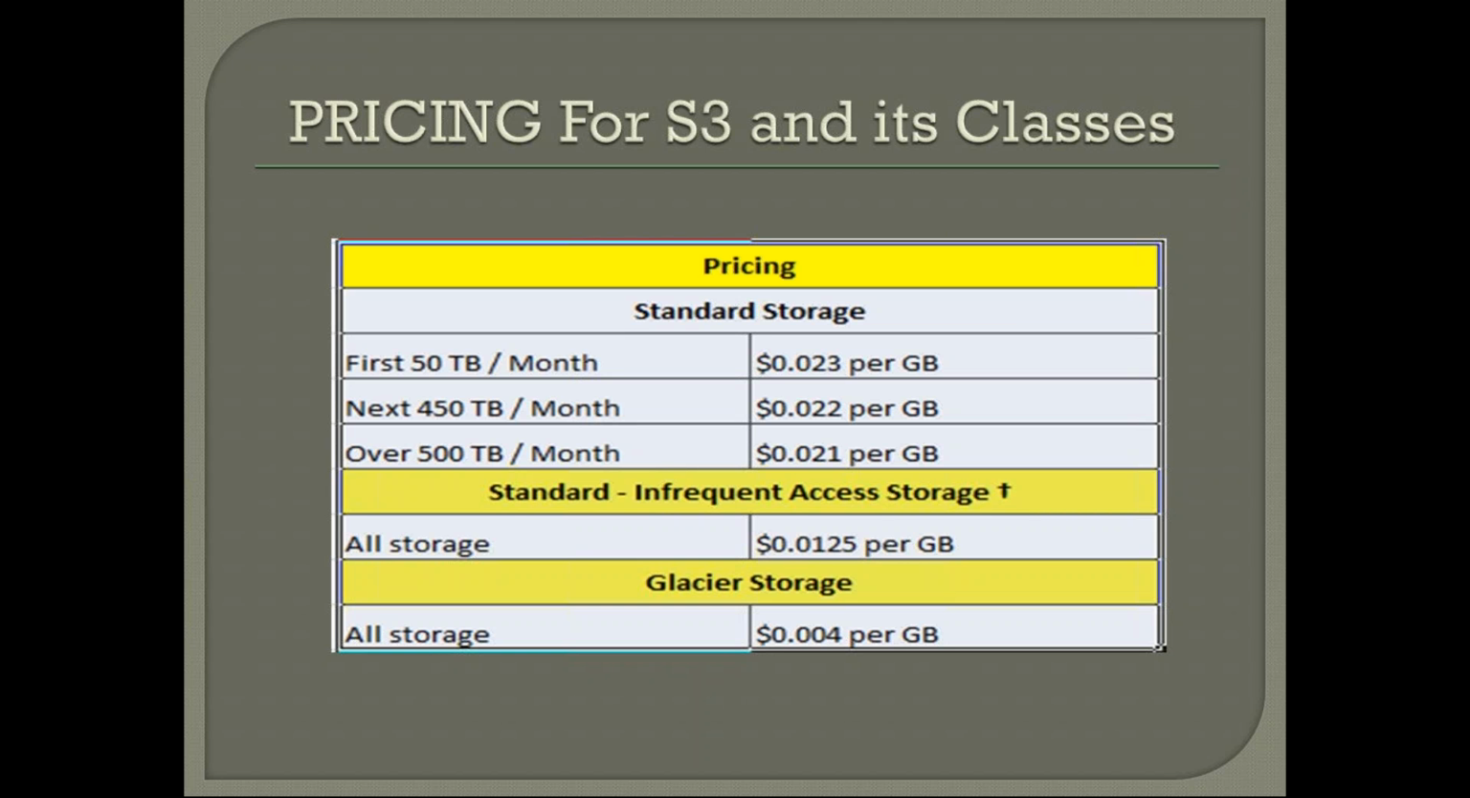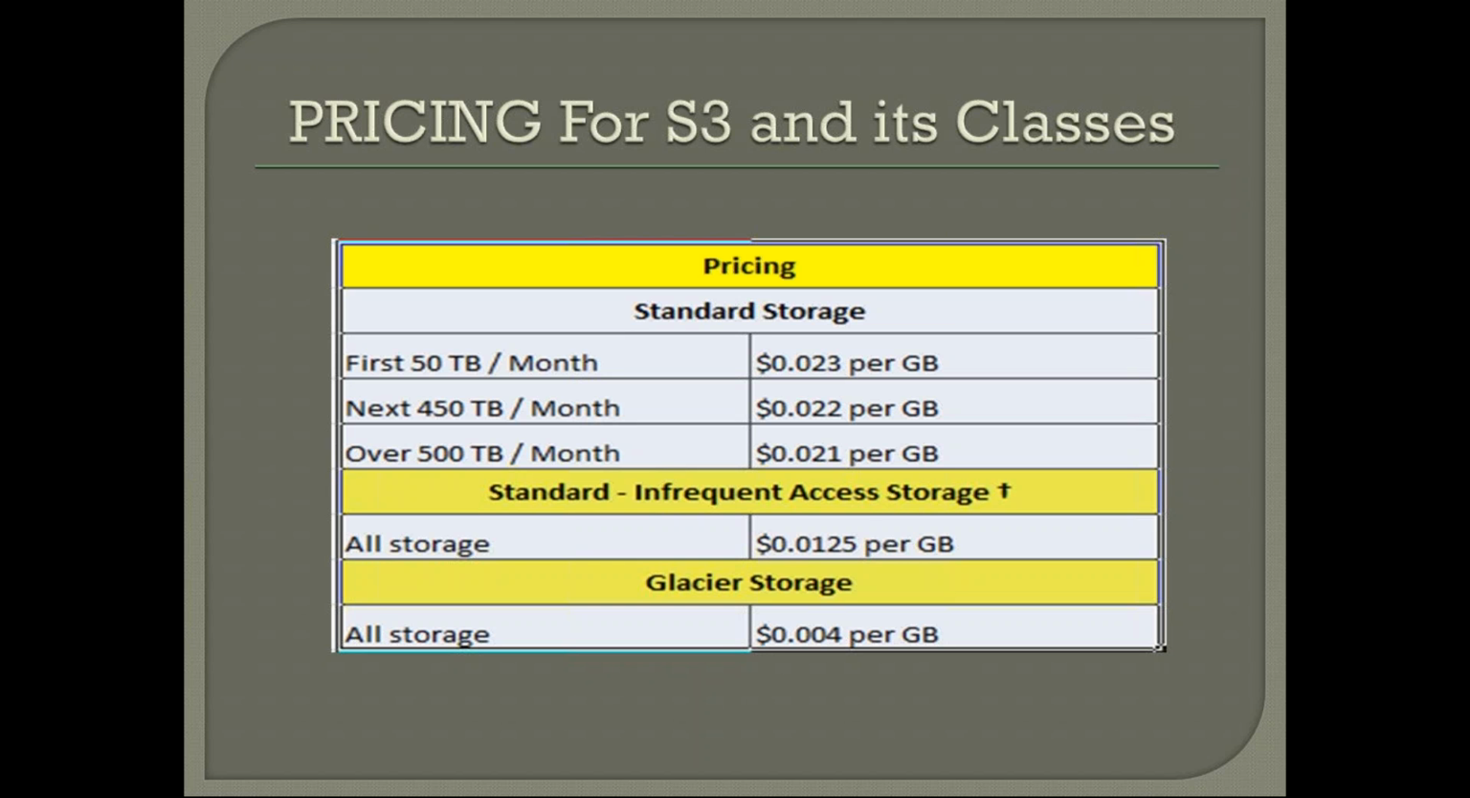The next pricing chart is standard infrequent access storage. Whatever storage you are doing here is charged at 0.0125 per GB. Comparatively to standard storage, this infrequently accessed storage is less, only half of that. If you check that 0.023 per GB, here it's 0.0125. So it's nearly half of that. 24 is double that of 12. So you are paying nearly half for standard infrequently accessed data.